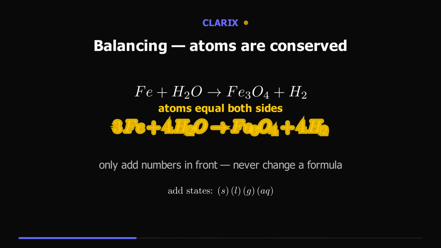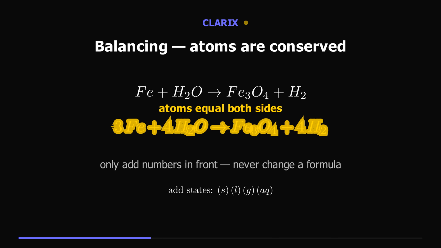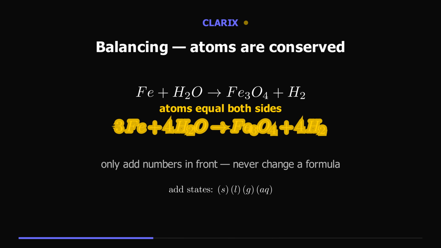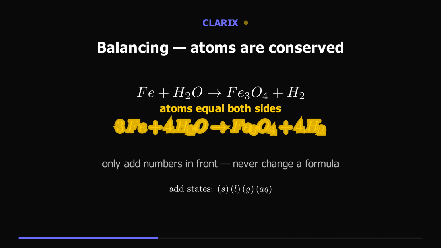Take iron reacting with steam. Fe plus H2O gives Fe3O4 plus H2. Balance it, and you get 3 Fe plus 4 H2O gives Fe3O4 plus 4 H2. Finally, add the physical states: (s) for solid, (l) for liquid, (g) for gas, (aq) for a water solution, and any condition like heat over the arrow.